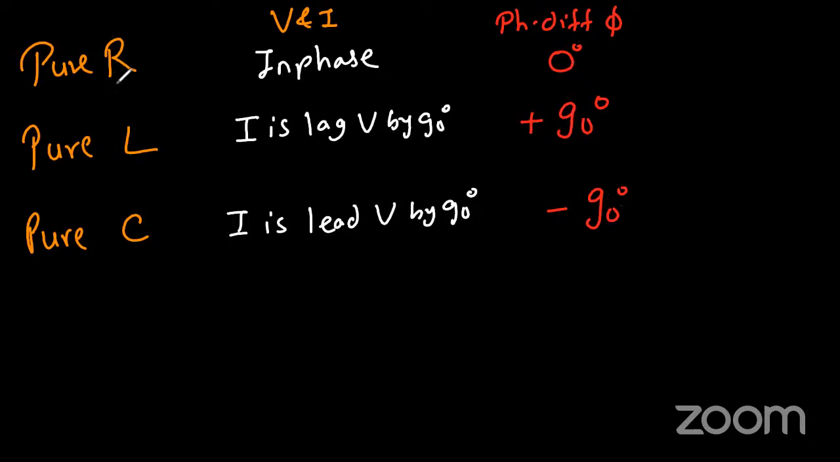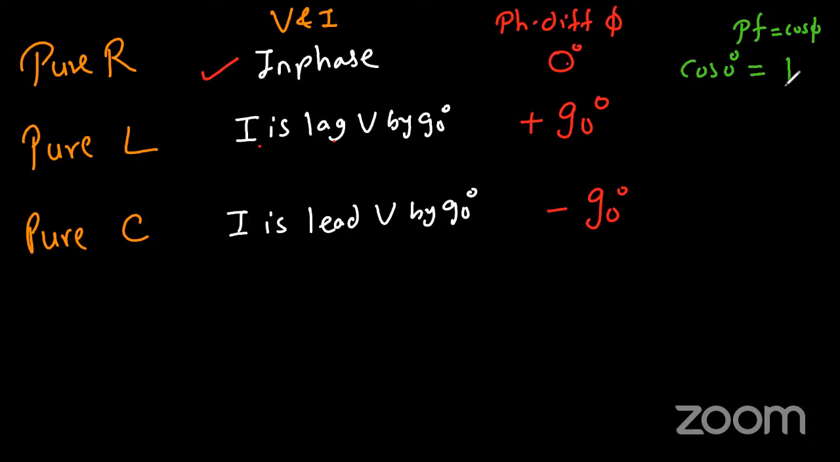ये हमने देखा है. तीनों का separately हमने study किया था. What is pure R, pure L, pure C? So the pure R in phase, pure L, I lags V by 90 degree and C, I leads V by 90 degree. What is the phase difference? पूरे circuit का what is the angle? That is 0 degree, plus 90 degree, minus 90 degree. And then मुझे find out करना है what is the power factor. It's cos phi at the end. Now this is phi. Just put cos 0. Cos 0 is how much? 1. याद रखना है. ठीक है?